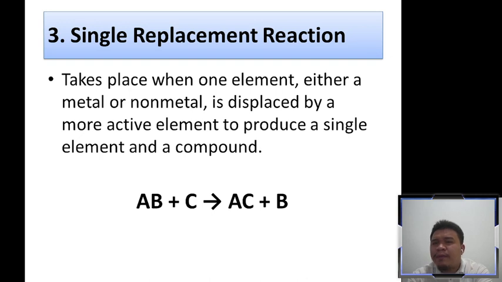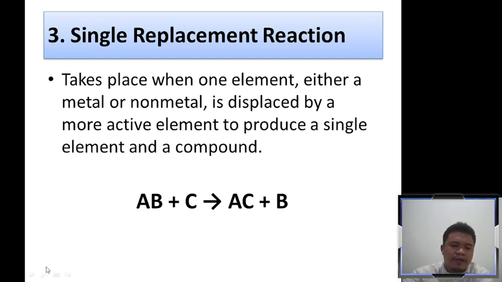Now, another type of reaction is what you call a single replacement reaction. In a single replacement reaction, this is a very special type of reaction because it takes place when one element, either a metal or a non-metal, is displaced by a more active element. When I say displaced, it is replaced by a more active element to produce a single element and a compound. So this is usually represented by this equation: AB plus C yields AC plus B.